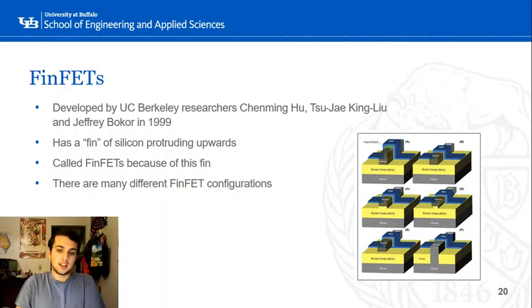So the FinFET is a new kind of MUFET that was developed by UC Berkeley researchers Chenming Hu, Tsu-Jae King Liu, and Jeffrey Bokor in 1999. This FinFET was done by creating a fin of silicon that protrudes upwards into the gate. These transistors are called FinFETs because of their fin-like protrusion. As you can see, there are many different topographies of the FinFET, each with its own advantages and disadvantages.